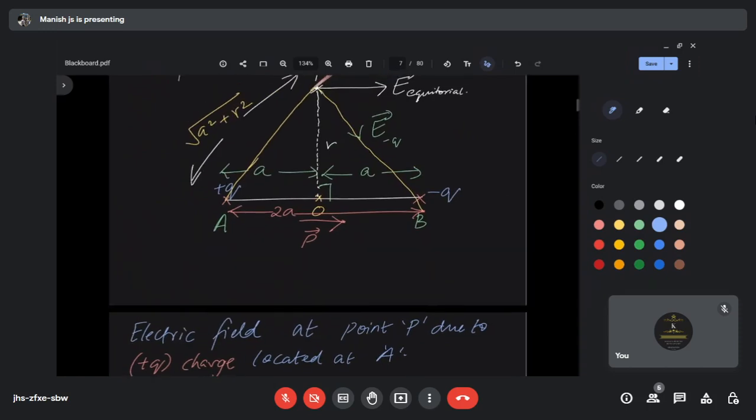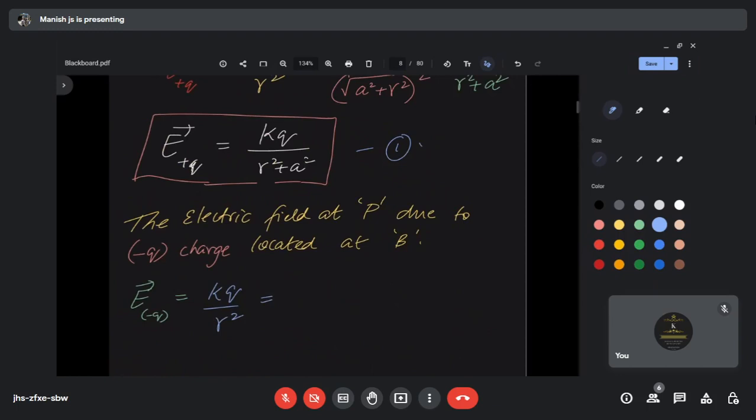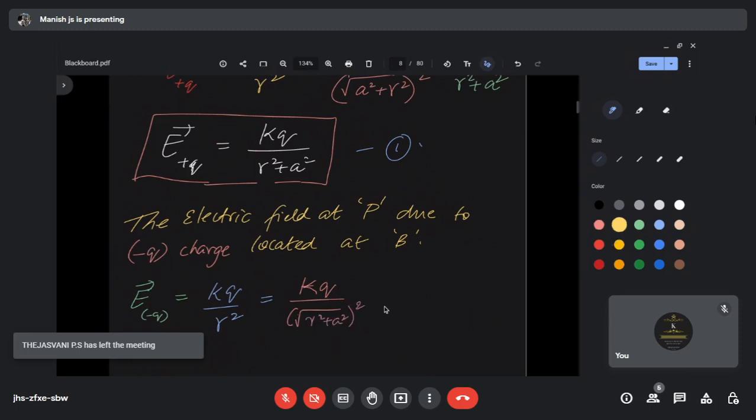At point B you have a negative charge, which is again charge q, but you can see the direction of the field is towards it from the positive charge. So again you would express that as kq upon r square. The r square value, you must not forget, is again under root of r square plus a square. The whole square would basically give you kq upon r square plus a square. So this is what we have.